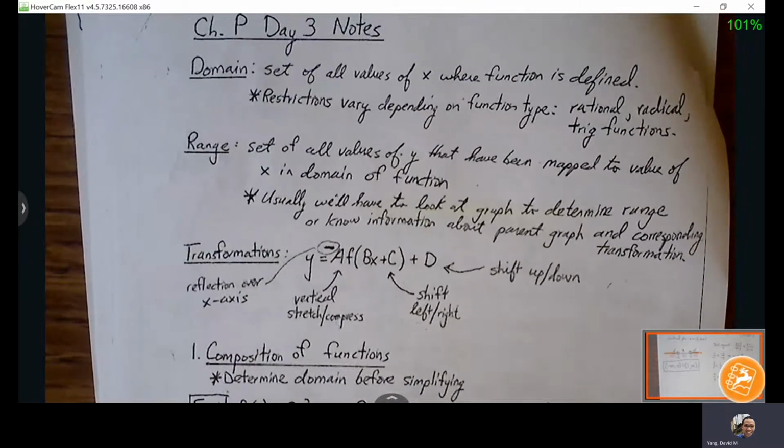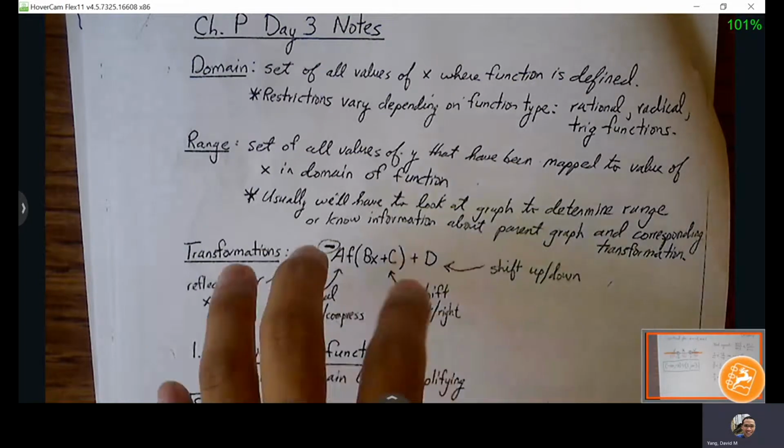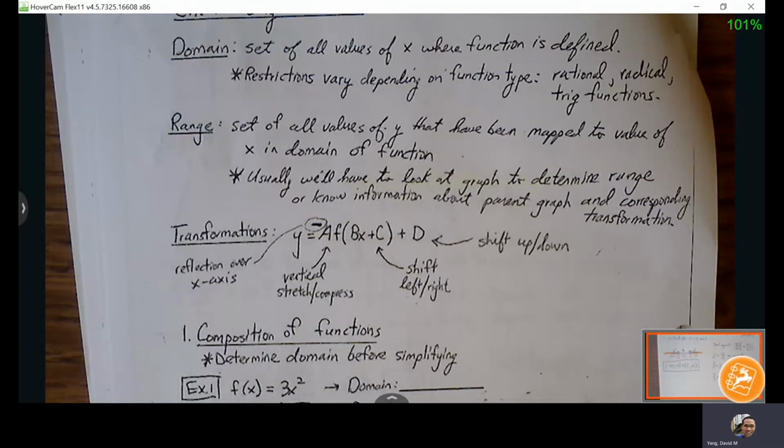Okay, let me just read through these notes here. Okay, domain is the set of all values where our function is defined. Restrictions can vary depending on the function type. So a rational function, a radical function, a trig function, they may all have a different set of domain rules depending on where the graph has vertical asymptotes and where there's a starting or ending point for some of these functions.